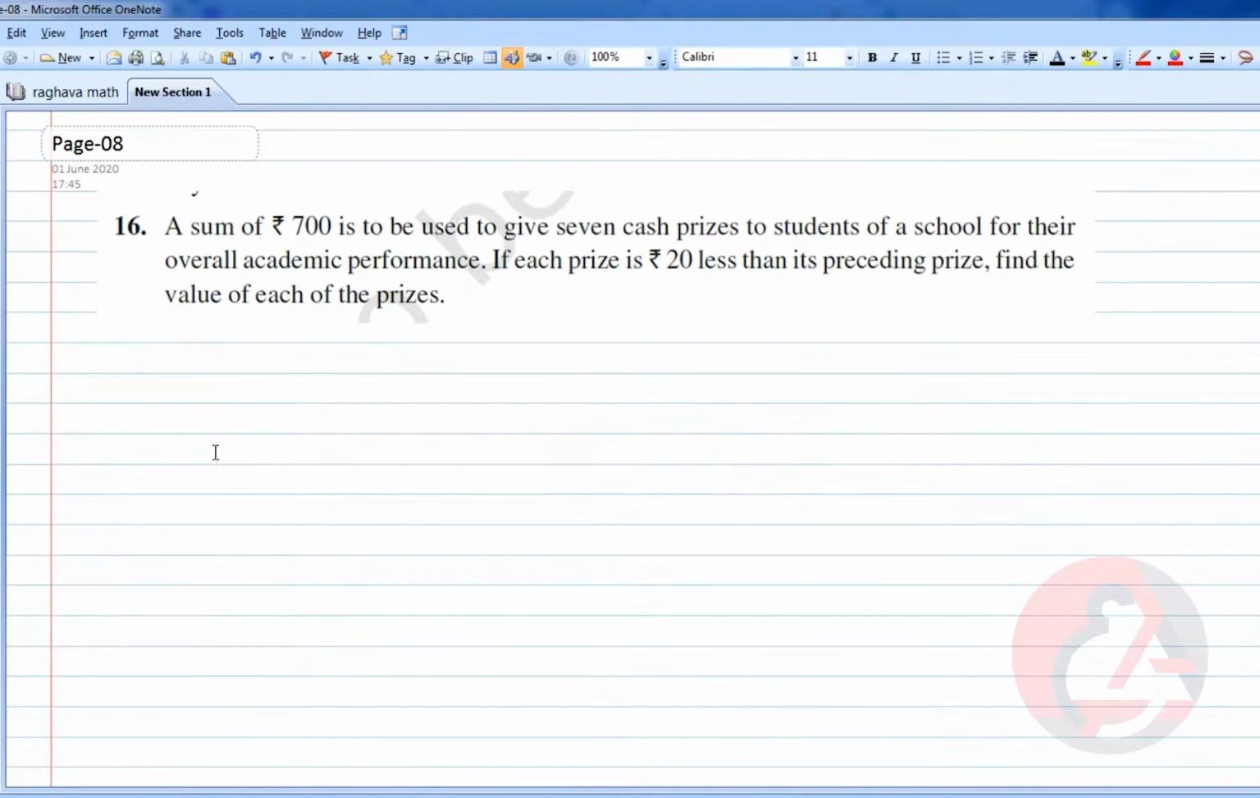So indirectly he is giving the common difference, but he didn't mention anything. He only mentioned the total prize money for all the students, the sum of all the prize monies. If you observe the question properly, we don't know the first prize money value. Suppose I take the first prize money as X rupees, so the second prize money automatically is X minus 20 rupees.